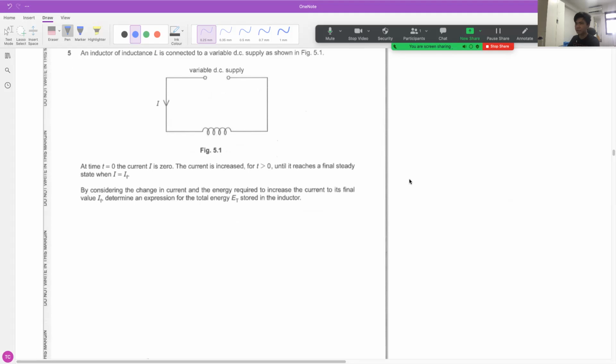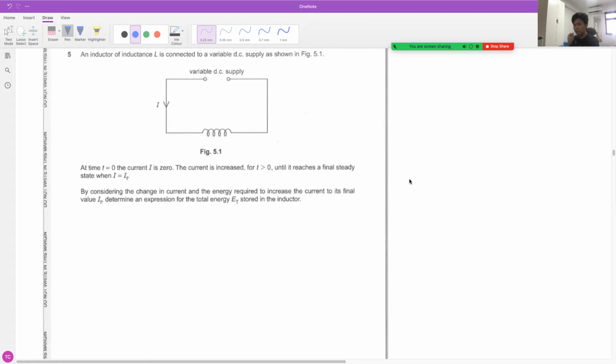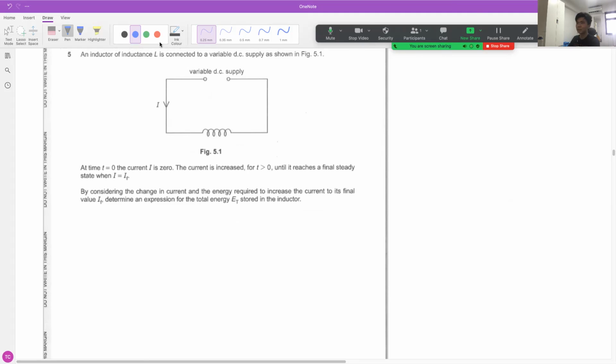Okay, so we're back with question 5, right? So I'll take some time to go through the principles as well, and not just the answer. So let's talk about it. In this question, we're given an inductor, right?